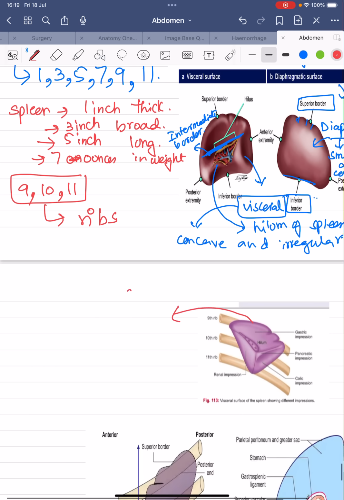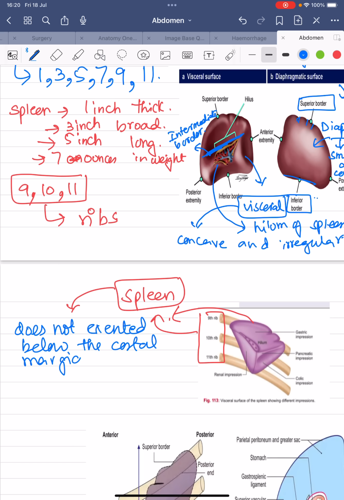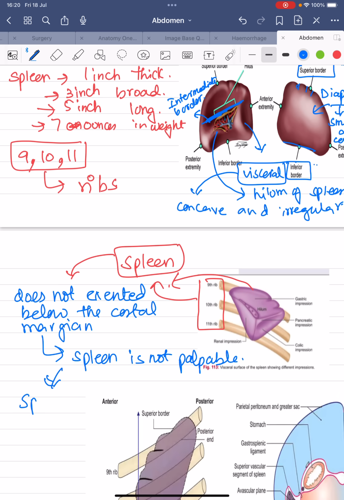Okay, and it is in relation to your 9th, 10th and 11th ribs. Please remember, the spleen does not extend below the costal margin. That's why the spleen is normally not palpable. Please remember, unless there is splenomegaly, if the patient comes to you with splenomegaly, then the spleen is palpable, otherwise it is not palpable.